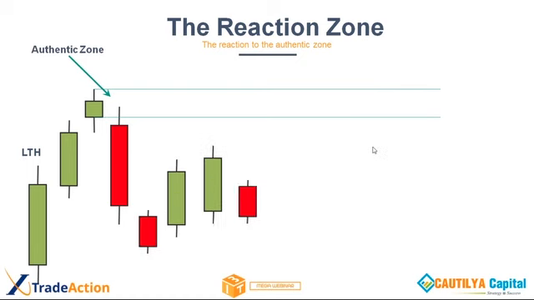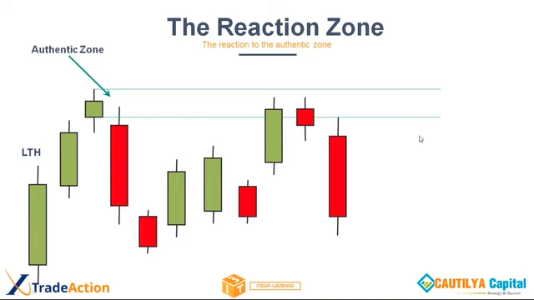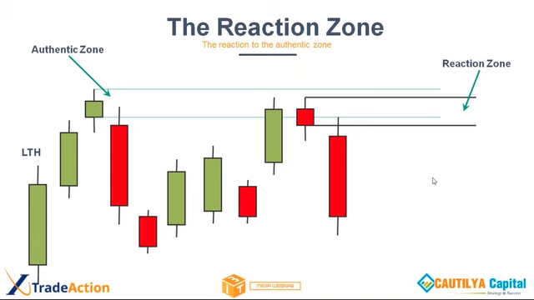Then price comes back, and again price somehow went up, kissed that particular zone, and then fell down. Now this is also a zone. Do you friends understand? That is also a zone, but that zone is a reaction to another zone in the past, which is the authentic zone.